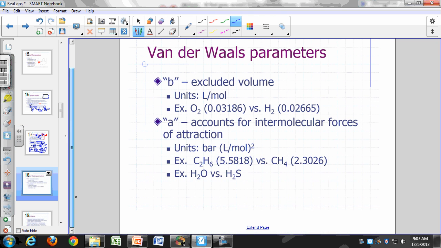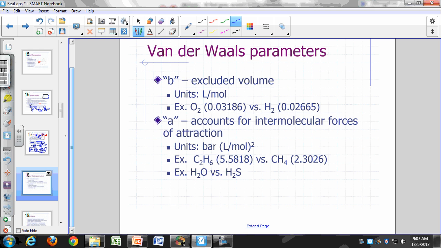So here's some values, experimental values for the van der Waals parameter. Note that the unit for B is excluded volume, so the unit for it is liters per mole. Okay, so here's the value for O2 versus the value for H2. Can you explain why the value for O2 is larger than the value for H2?